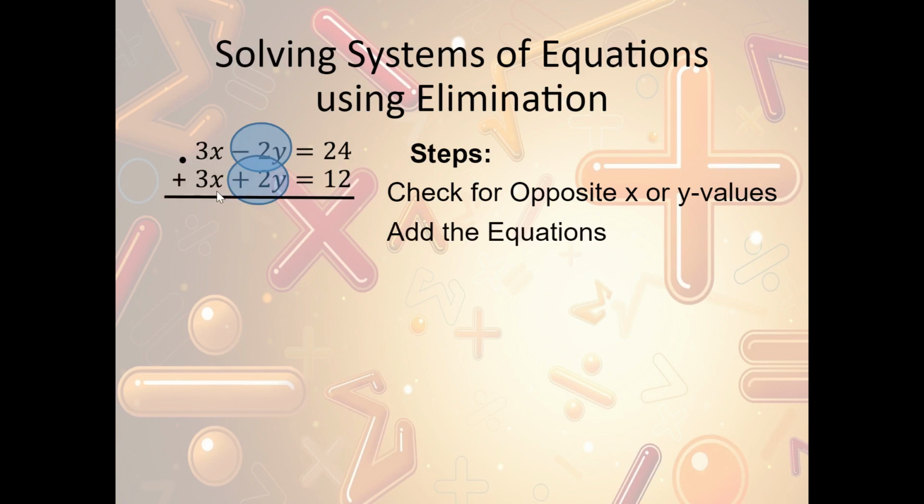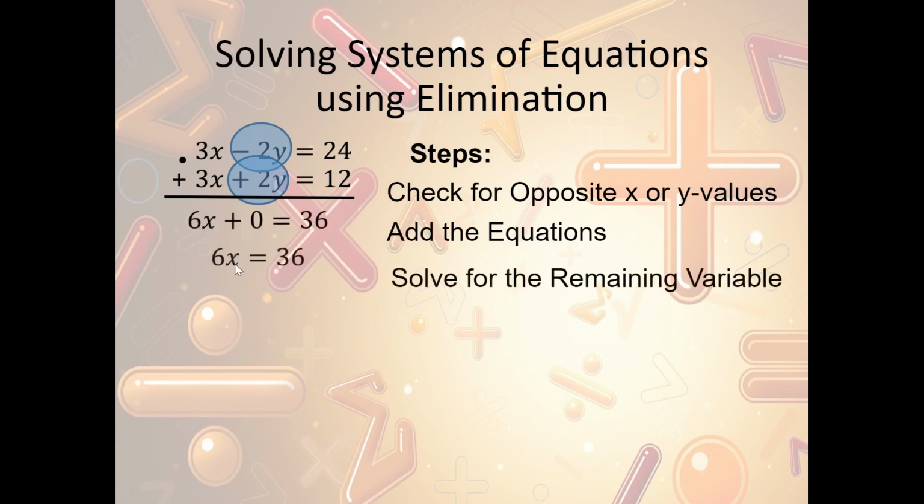We add 3x plus 3x, and we get 6x. -2y and 2y is equal to 0, right? So that's the elimination part. We eliminated the y's. And then 12 plus 24 is 36. So we end up with 6x is equal to 36. Now we're going to solve for x. So 6 is being multiplied by x, so I undo it by dividing. We divide both sides by 6, and we get x is equal to 36 divided by 6, which is 6.